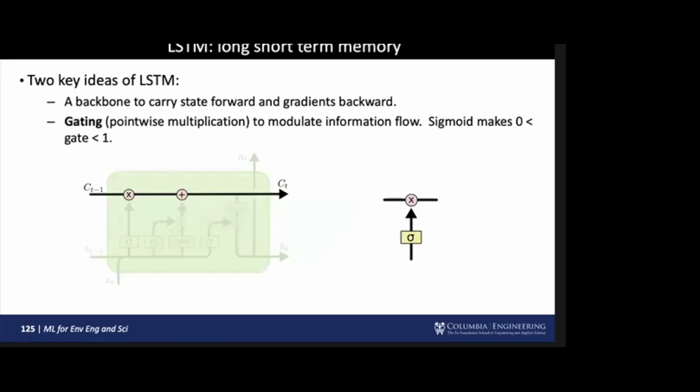So to wrap up how LSTM solved the memory problem, there are two key ideas to remember. First, the backbone. This is that straight horizontal line you see at the top, C t minus 1 to C t. It acts like a highway that carries the state forward through time and allows gradients to flow backward easily without getting lost. Second, the gating. These are points where we use multiplication to control the information. By using a sigmoid layer, the gate output is always between 0 and 1, essentially acting like a valve that decides how much of the signal to let through.